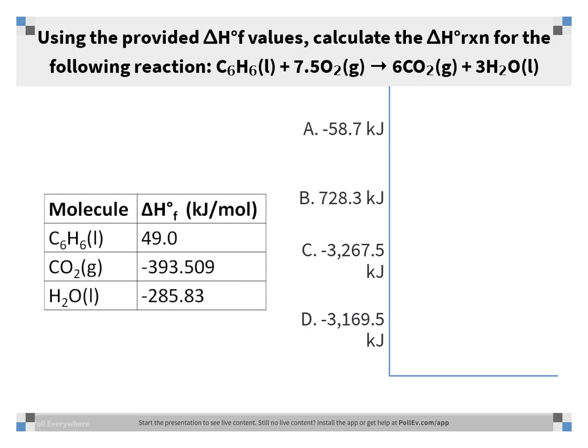The correct answer is C, negative 3,267.5 kilojoules. Remember to do products minus reactants, not the other way around. Oxygen has a delta HF value of 0 because it's an element the way we find it in nature, but all the other values were listed in the table. Remember to multiply those by the coefficients of each thing in the balanced chemical equation.